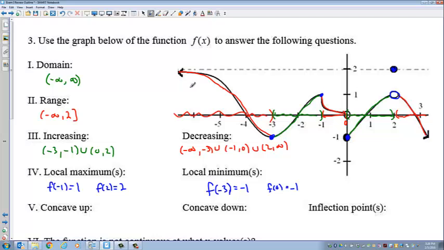All right, let's go down to concave up and concave down. So let's erase this again. We'll start over with our colors.